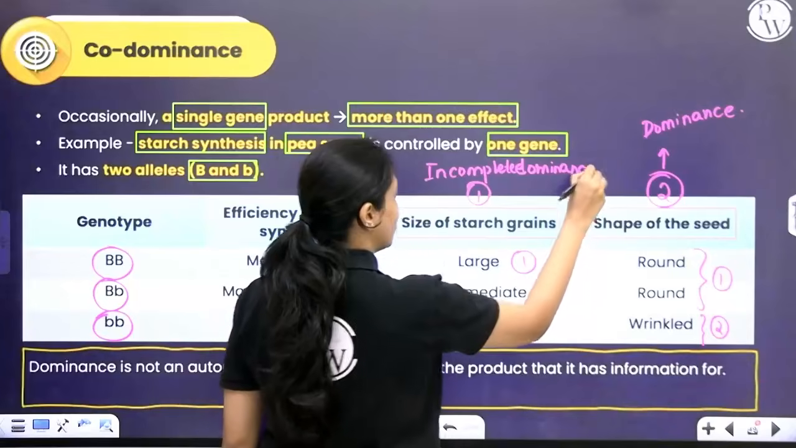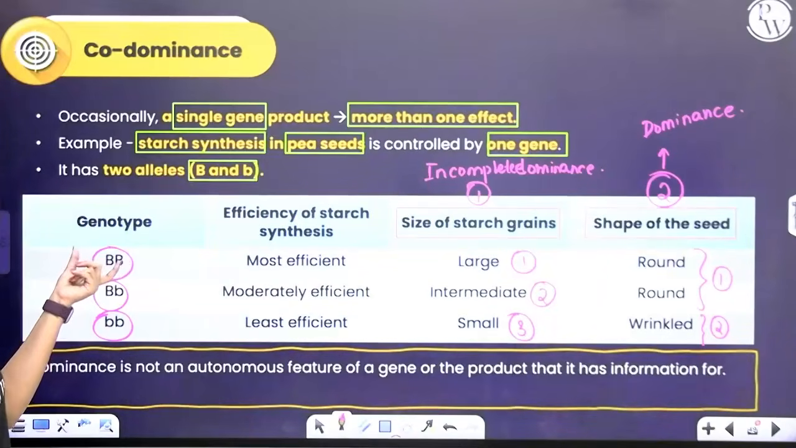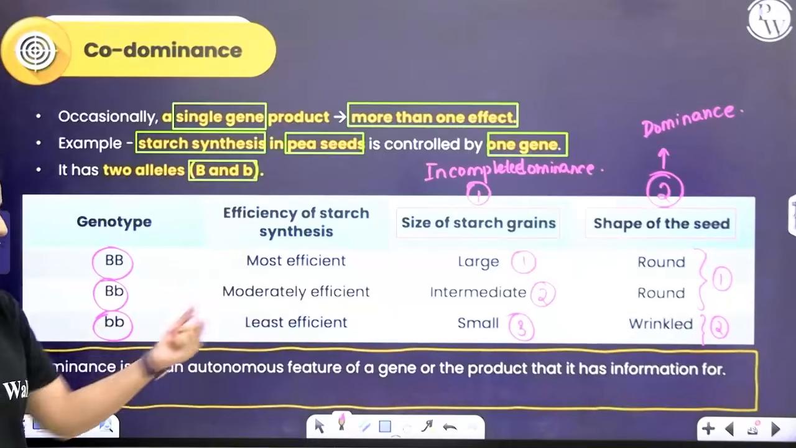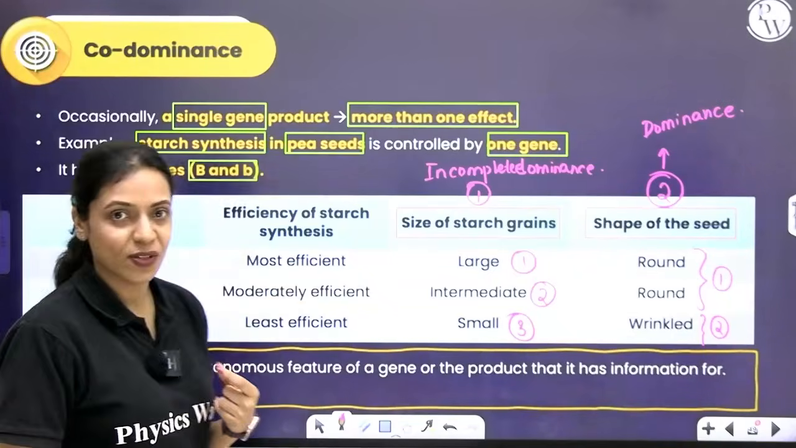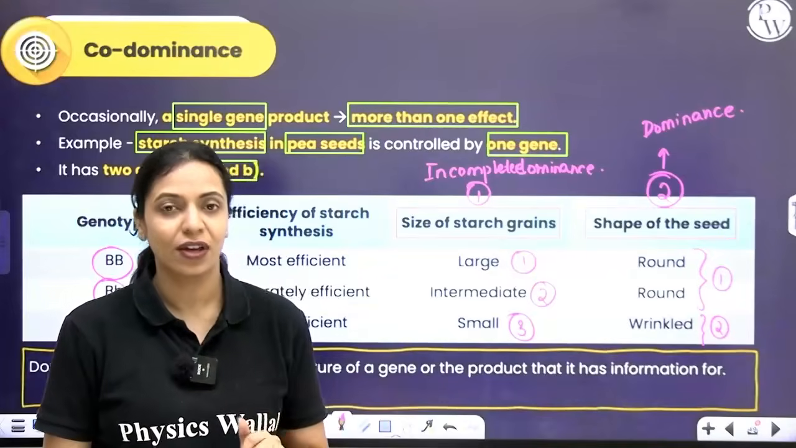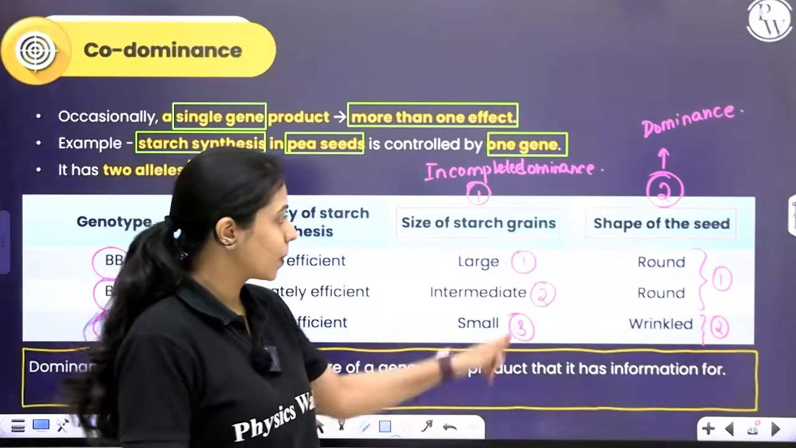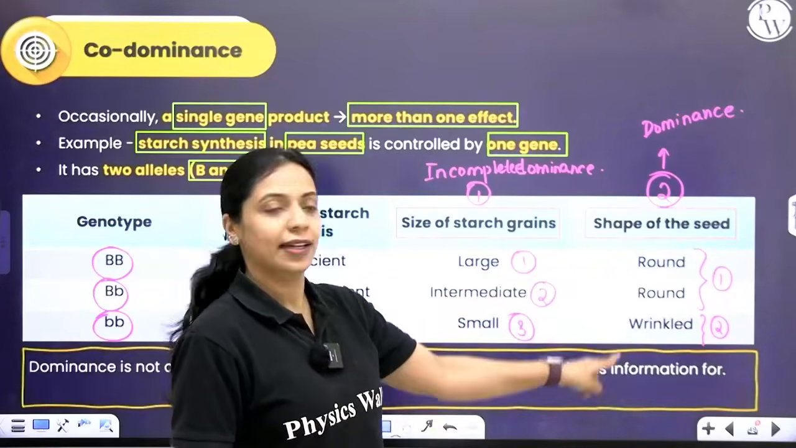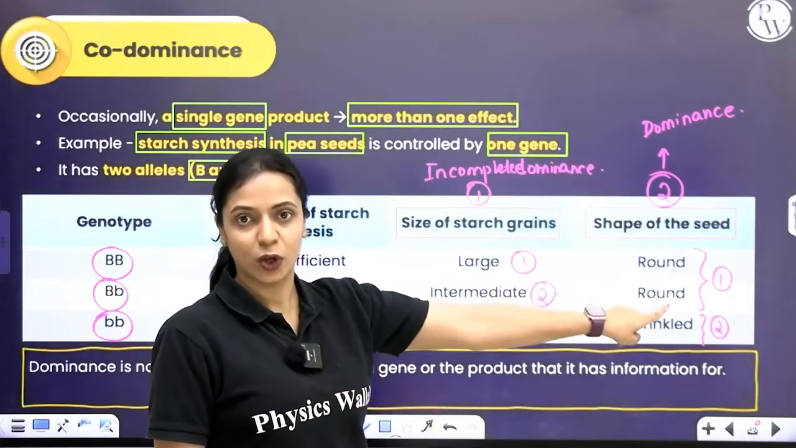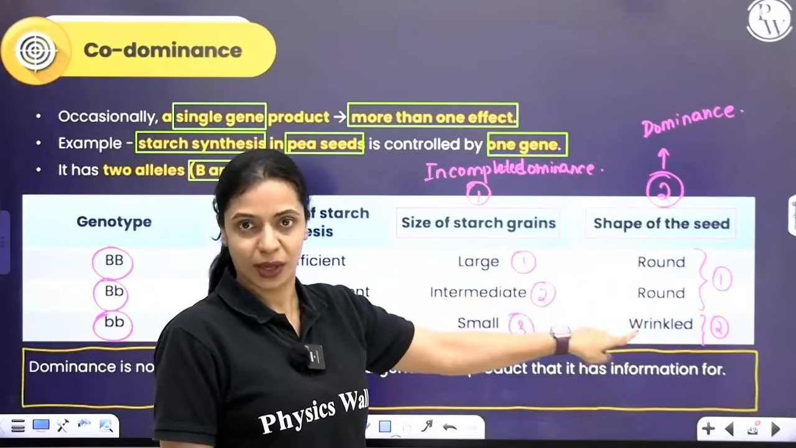What happens in incomplete dominance? Homozygous dominant will show one phenotype, homozygous recessive one phenotype. When it is in heterozygous condition, it will be like neither of the parents, it will show intermediate, like in the case of snapdragon flower color. This is like normal Mendelian dominance. Whenever it is dissimilar, only one will dominate, only round will dominate. So you're seeing two phenotypes here.